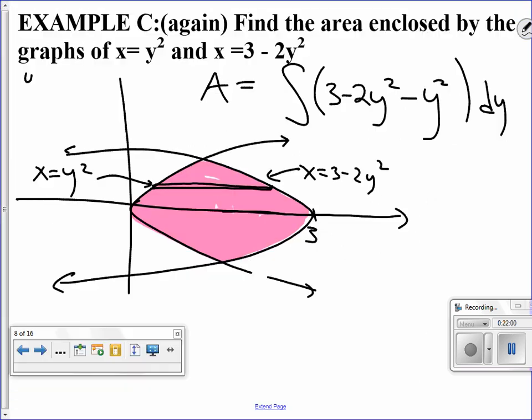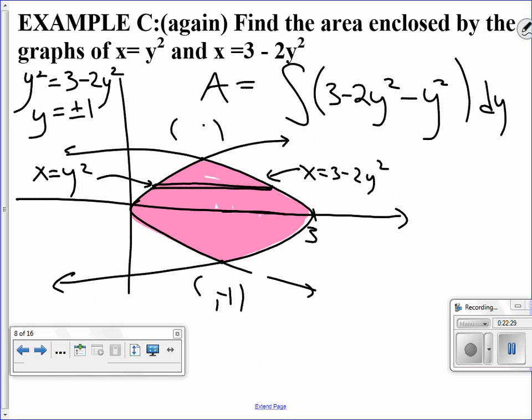So x on one equals y squared. We're setting y squared equal to 3 minus 2y squared. Solve that for y. Plus or minus 1 you got? Really? Great. I'll buy that because it's right. So that's telling us when they intersect, the y coordinate down here is -1 and the y coordinate up here is +1. I just have to write in my limits of integration. What's the lower one? -1 and the upper one is 1.